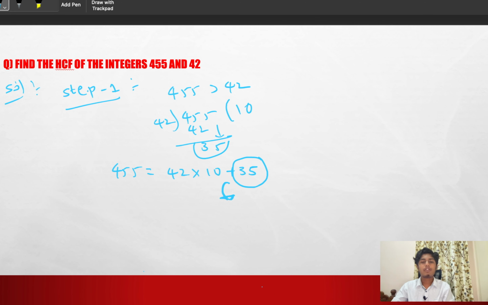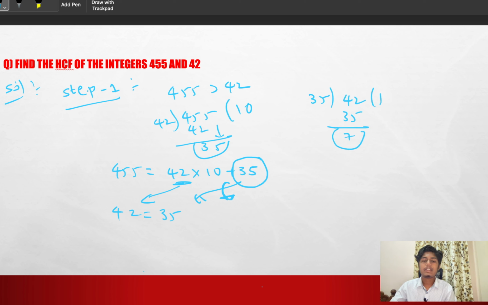We have to apply Euclid's division lemma until we get remainder 0. Here the remainder is not equal to 0, so we have to do one more step by using Euclid's division lemma, considering the divisor as dividend and the remainder as divisor. So 42 divided by 35: coefficient is 1, remainder is 7. We have to continue until we get 0 as remainder.